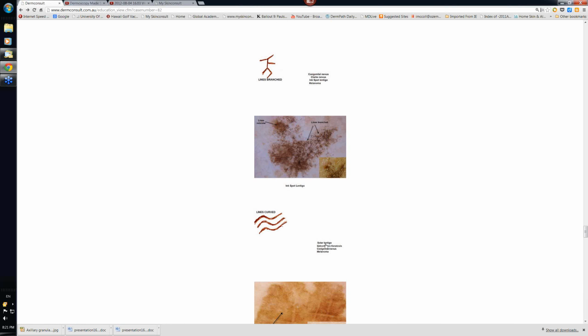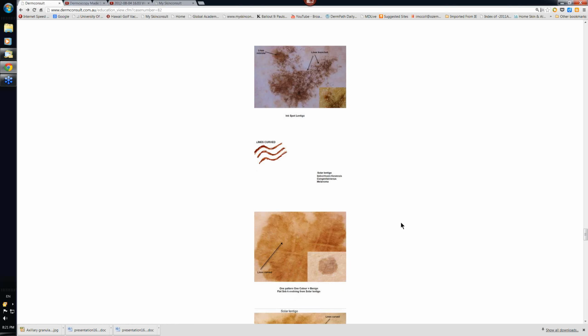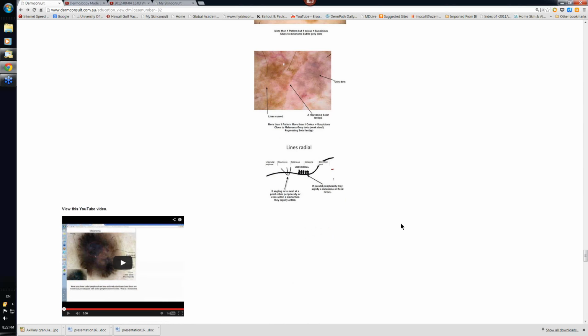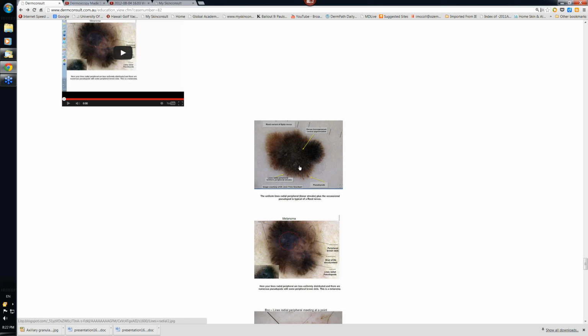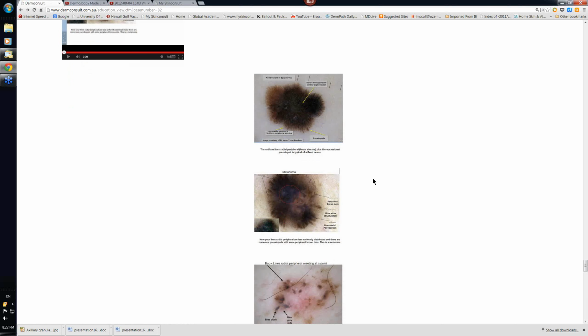And lines curved. Lines curved are probably the ones you're going to see most often, and these are in solar lentigo, seb Ks, some congenital nevi, occasionally in melanoma. Have a look at some of the pictures there as well. These were lines radial-peripheral. This is a Spitz nevus, or Reed nevus, by the look of it when you see that, and they often have little pseudopods as well.